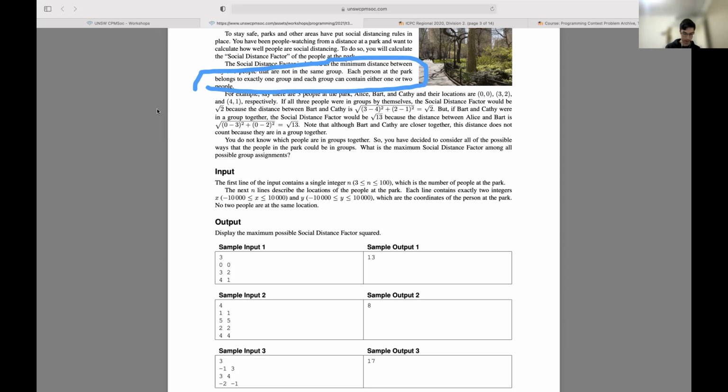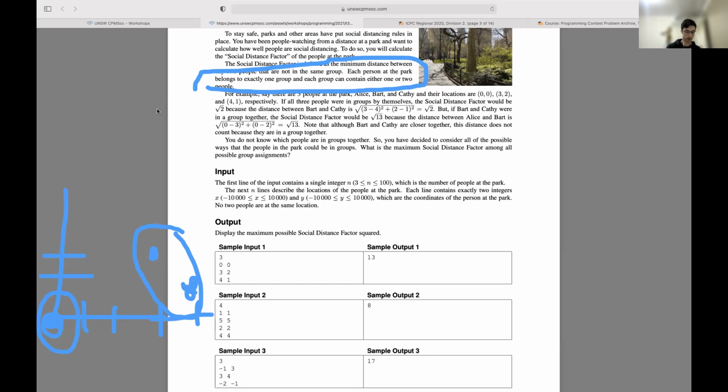Yeah, all the coordinates can be negative. So 0, 0 is there, 3, 2 is there, 4, 1 is there. And in this case, what you want to do is group these 2 together. You can see that they're really close to each other, so we can group them. We can't group all 3 together because that's not allowed. And then this person will just be left in a group by themselves. So that's the optimal arrangement.